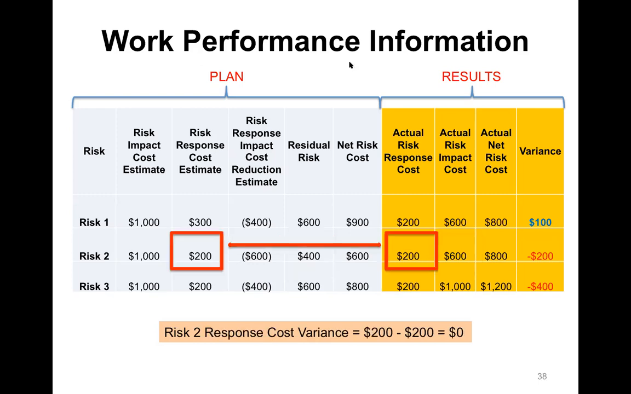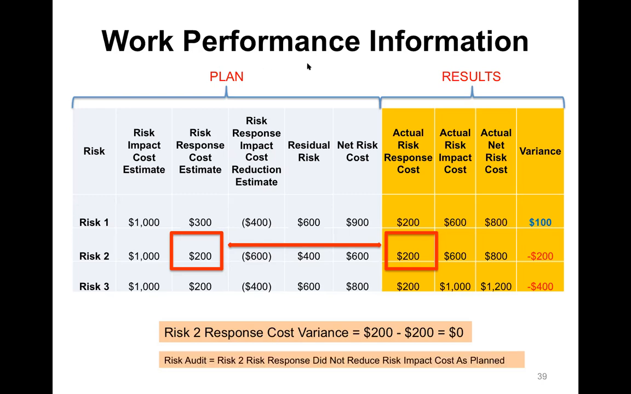And the risk response cost itself, well, we know that's not part of the variance because we estimated $200 and we actually spent $200 on responding to that risk. So then in an audit, we would say that assuming that the risk impact cost estimate of $1,000 was correct, we'll never really know that in reality.